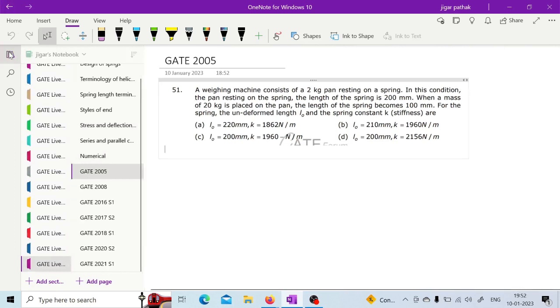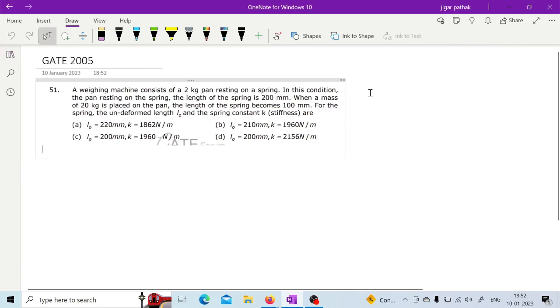Now if you go by different questions asked in GATE, then in GATE 2005 they have asked that a weighing machine consists of a 2 kg pan resting on a spring. In this condition, with the pan resting on the spring, the length of the spring is 200 mm. When a mass of 20 kg is placed on the pan, the length of the spring becomes 100 mm. Find the undeformed length L0 and the spring constant K for the spring. So, can you try this one?